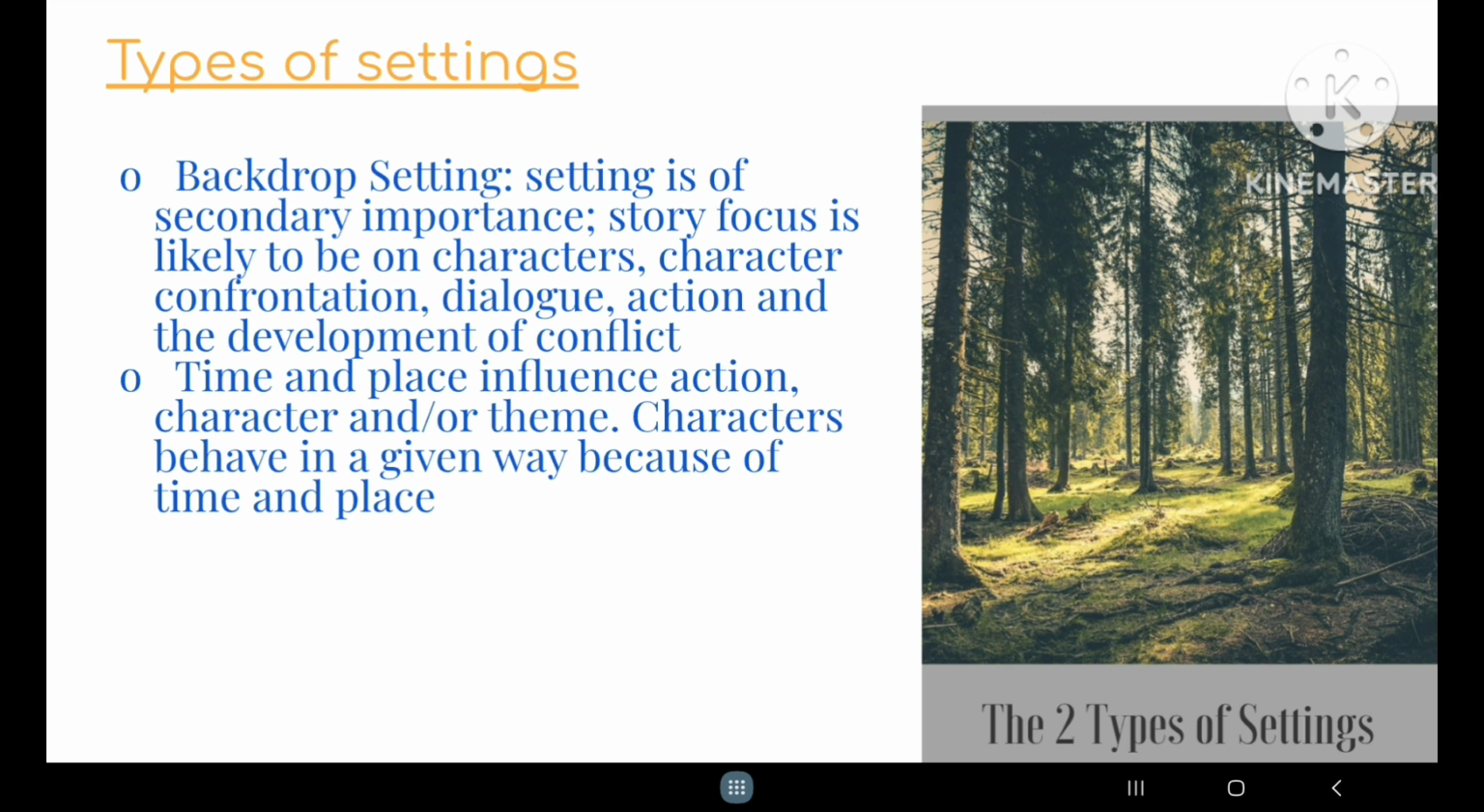Types of settings. Backdrop setting: setting is of secondary importance. Story focus is likely to be on characters, character confrontation, dialogue, action, and the development of conflict. The second type is where time and place influence action, character, or theme. Characters behave in a given way because of time and place.